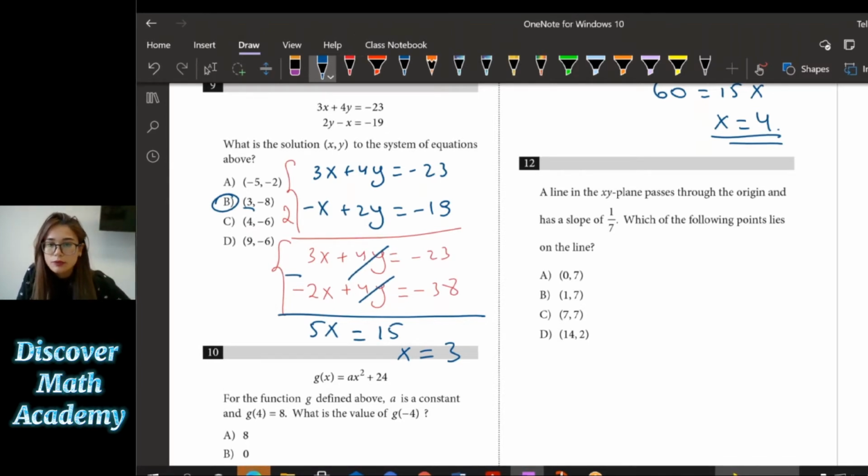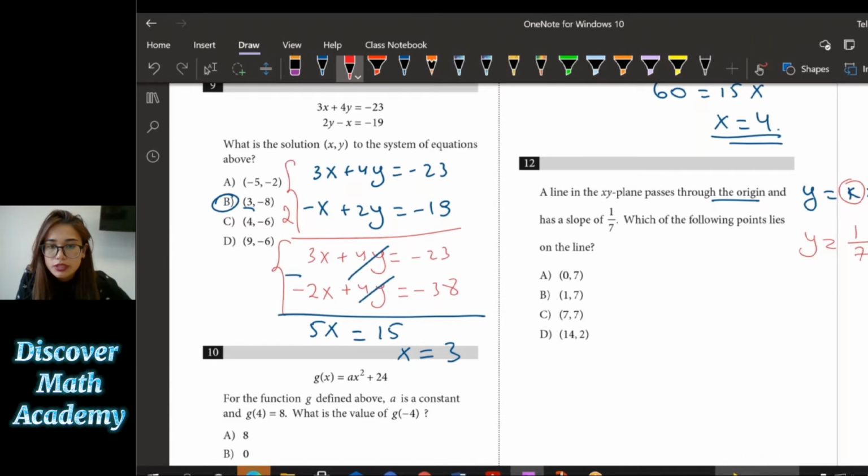A line in the xy plane passes through the origin. Passes through the origin, it means that y is equal to kx. We don't have any b. So y, x passes through the origin. Or if the slope is negative, it's going to be like that. The slope is 1 out of 7. So k is the slope, y is going to be 1 out of 7x.